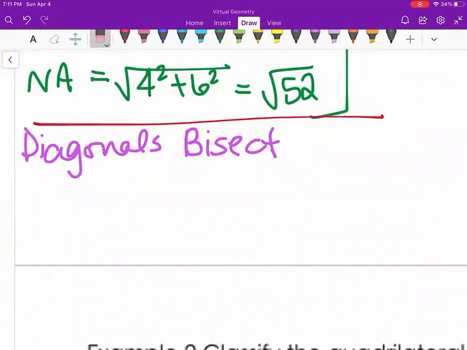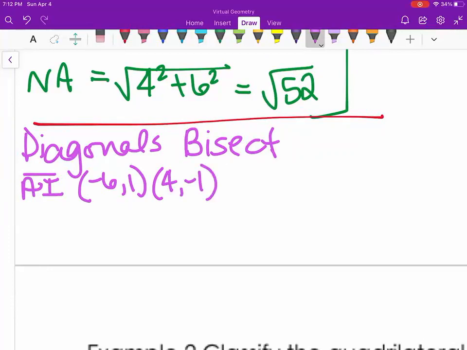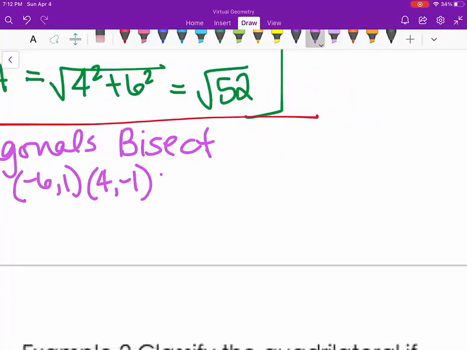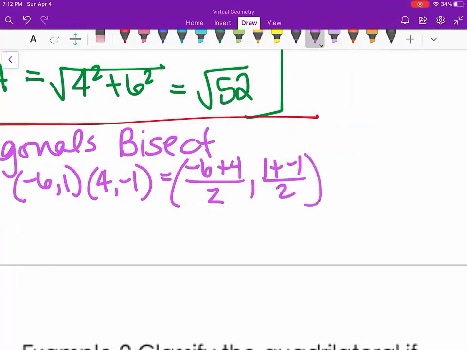All right, so A to I is the first one we did. So for segment AI, those two points that we used, A was (-6, 1), and I was (4, -1). Let's put these in our midpoint formula and see what happens. So again, midpoint says add up the two x's. So that is -6 and 4. So -6 plus 4, divide by 2. Then we do the y's, 1 plus -1 over 2, which will in turn give us -1 and 0 for our final. -6 plus 4 is -2. -2 over 2, -1.